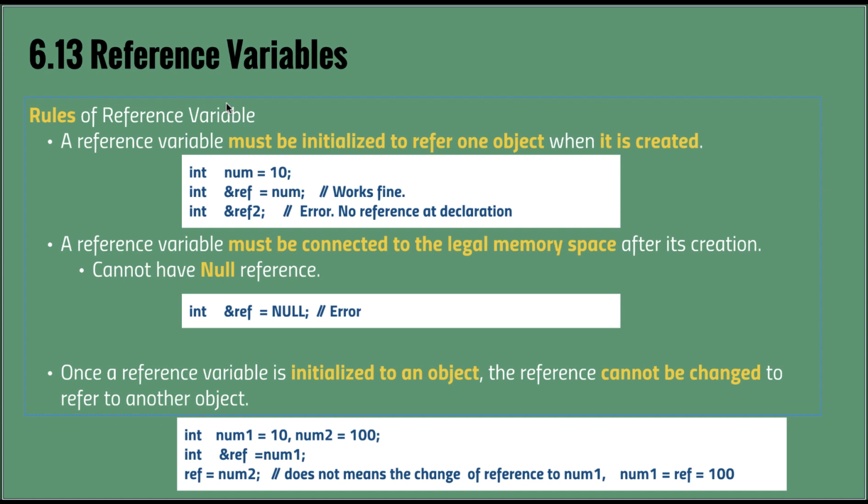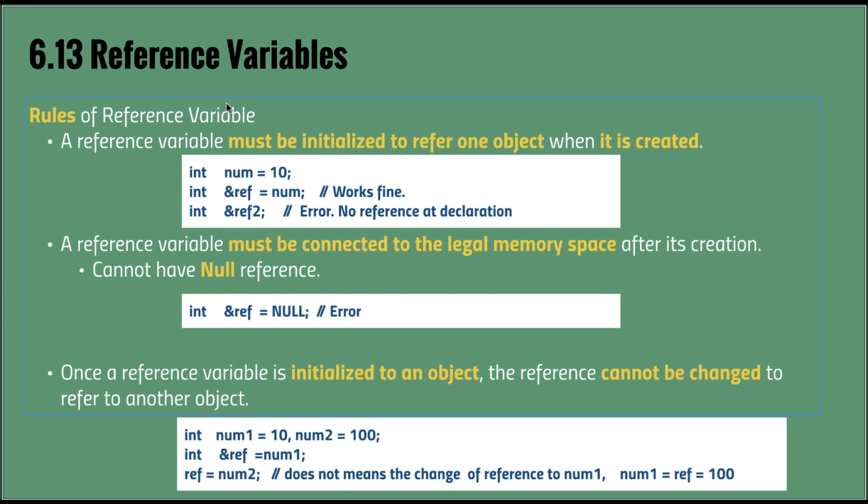Let's take a look at some rules of the reference variable. The first rule: a reference variable must be initialized to refer to one object when it is created. The object can be a variable, a structure, or any other user-defined object. In this example, when we declare the reference variable without initialization, it causes an error. The second rule: a reference variable must be connected to a real memory space. It cannot have a null reference.